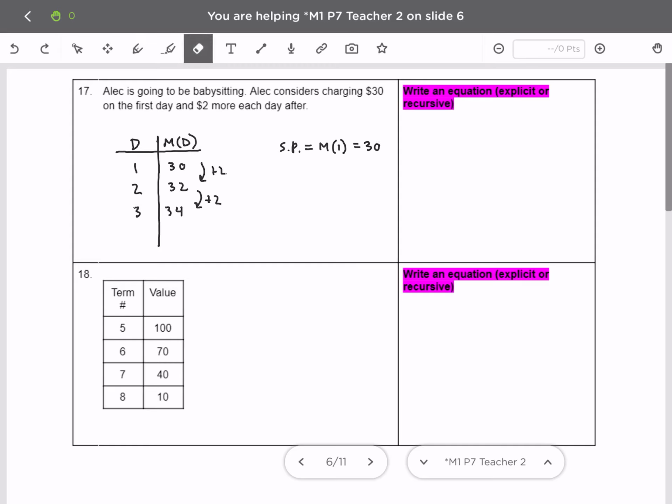And let me be clear here. Those should not be... Where's my eraser? Come on. Starting point. Okay. Now the pattern, we also knew already, was plus 2.